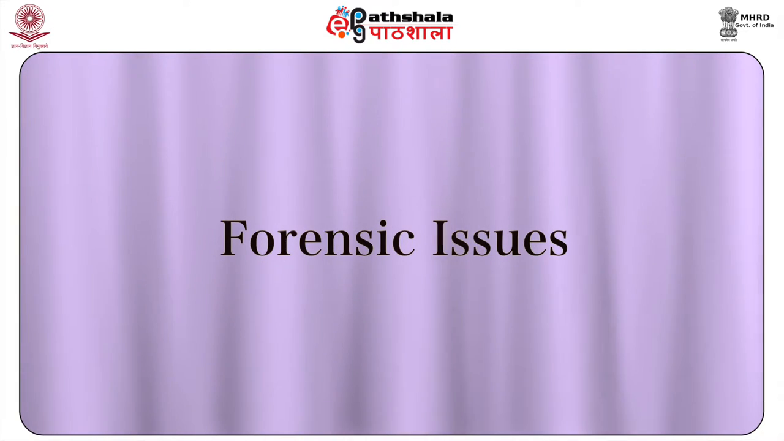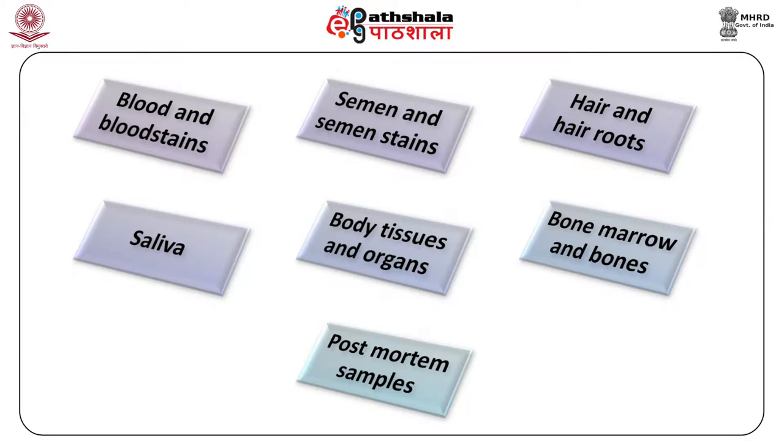Now we come to forensic issues. The correct identification of criminals and other individuals has always been one of the most important issues in criminal and civil investigation. Use of DNA markers for individual identification has brought a great revolution in detection of crime. Since DNA is found in every nucleated cell of the body, it can be extracted from a variety of different materials such as blood and blood stains, semen and semen stains, hair and hair roots, saliva, body tissues and organs, bone marrow and bones, postmortem samples, etc.